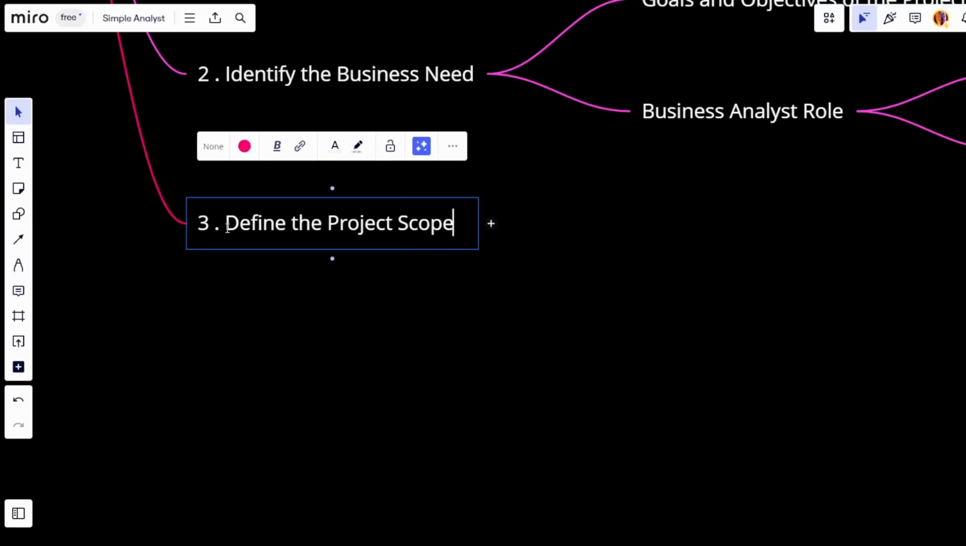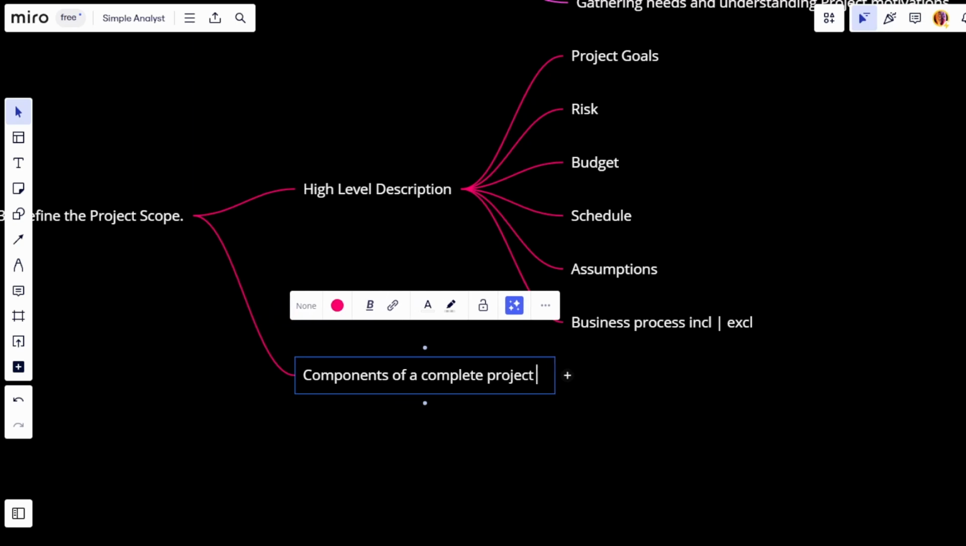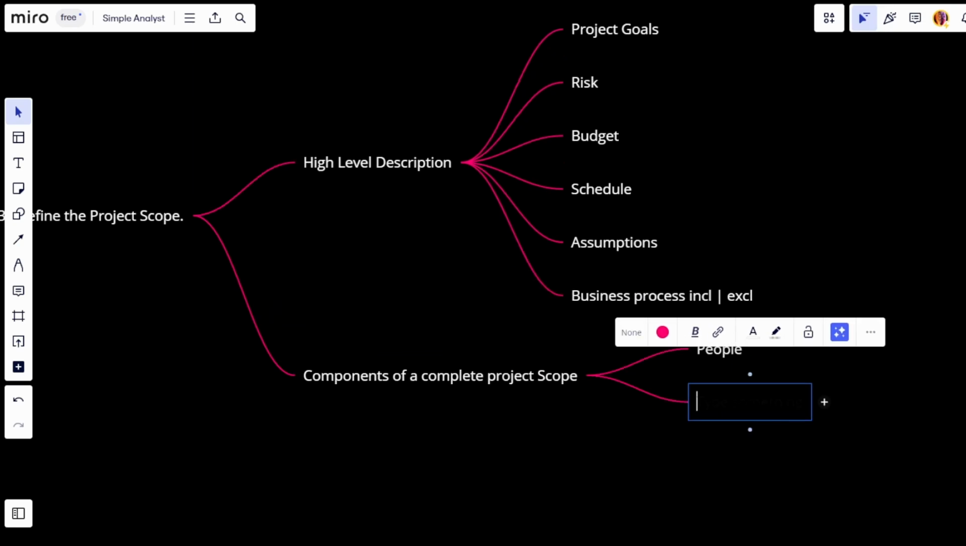3. Define the project scope. Before beginning to elicit the actual requirements, it's important to define the project scope. This phase involves ensuring that the high-level scope of the project is clear and complete. A complete project scope will describe all the parties that are involved within the project.